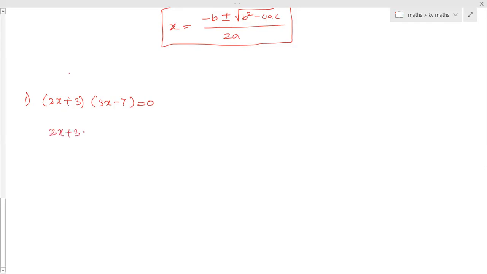Yeah. 2x plus 3 is equal to, these are the two factors you got, so equate it to 0. Ma'am, x is equal to minus 3 by 2. Minus 3 by 2, and 3x minus 7 is equal to 0. So 3x is equal to 7, x is equal to 7 by 3. These are already in the form of factors. They have made your work easier. These two brackets are already in the product form. Is it clear? Yes, ma'am.